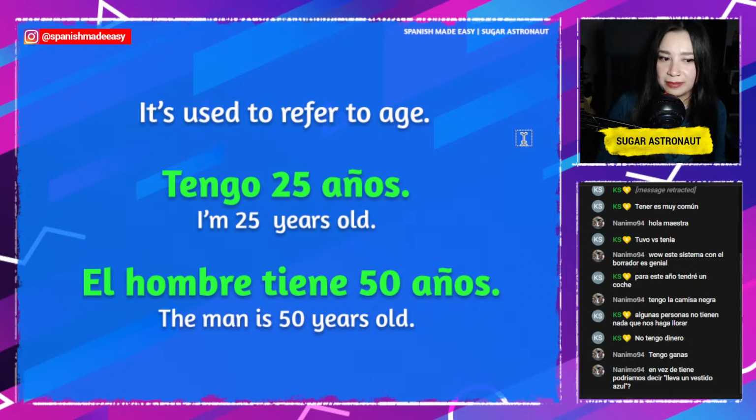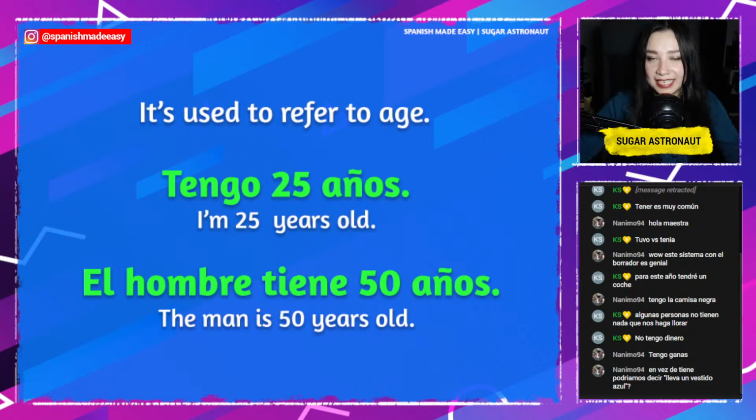This one is tricky because Spanish speakers who are learning English always make the mistake of saying I have, and then they say their age. In English, you don't say I have 25 years old. You say I'm 25 years old, right? In Spanish, you say I have 25 years old.